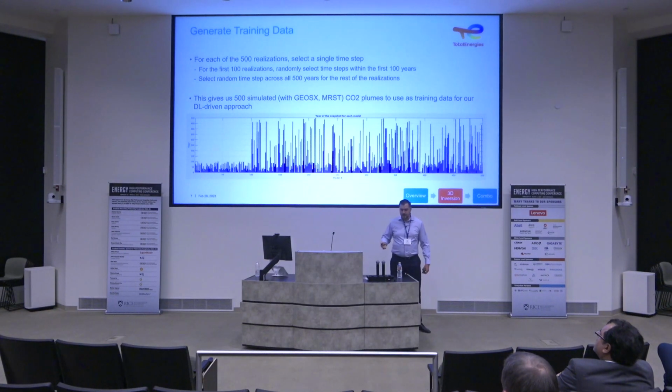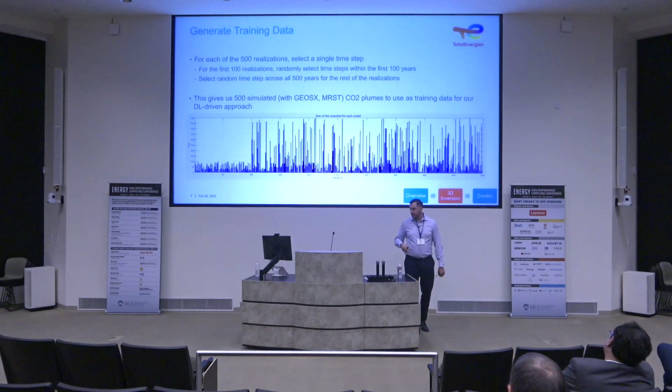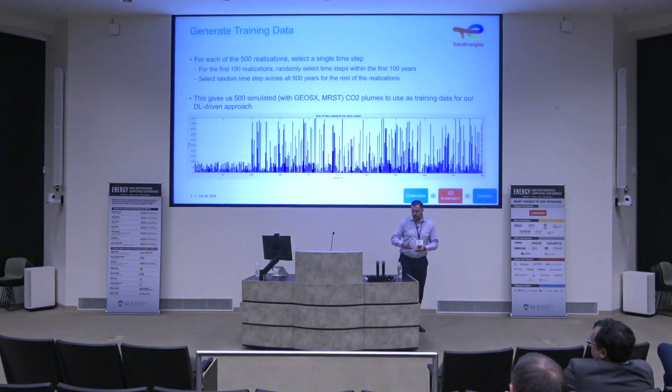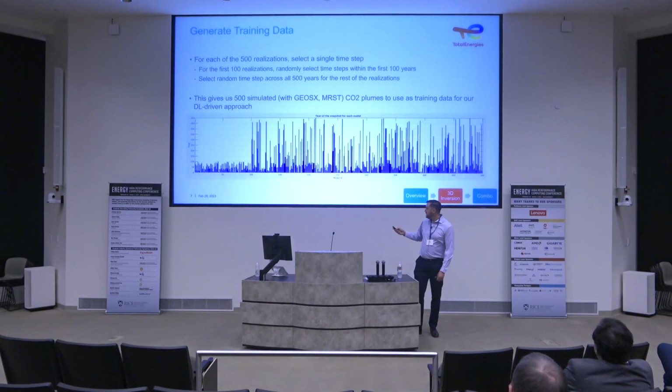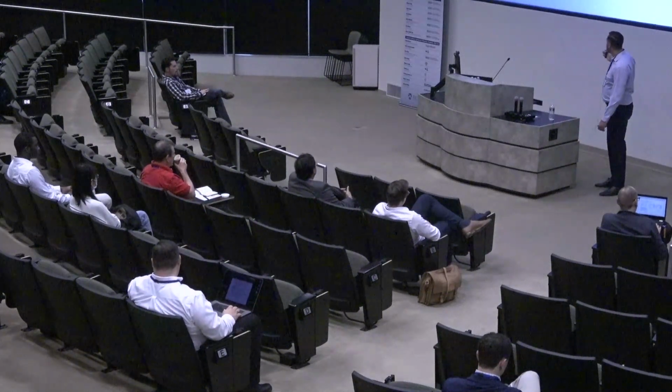And the reason we do this is just because for this particular application, we are interested in this first 100 years in our particular case. And what this results in is a set of 500 physics simulated, realistic looking, fully 3D CO2 plumes, which we can use as labels for our neural network.